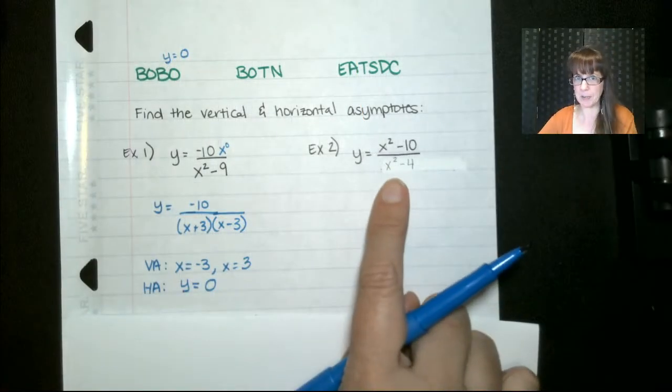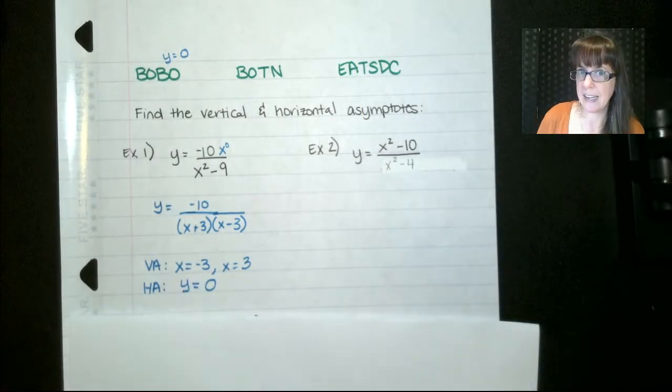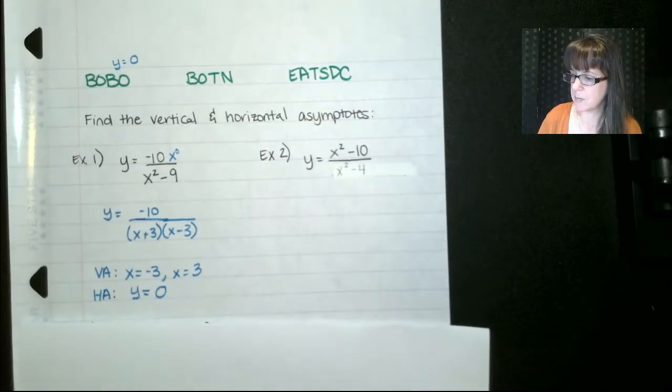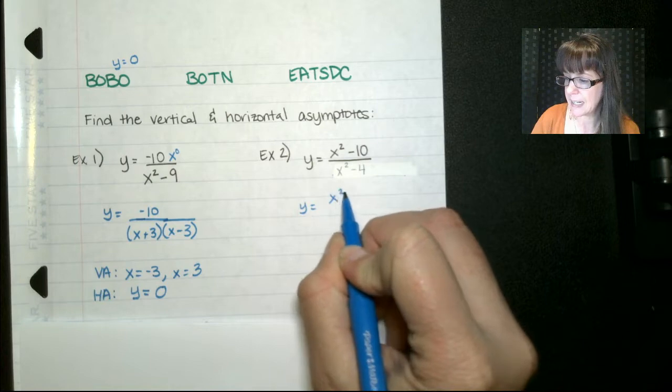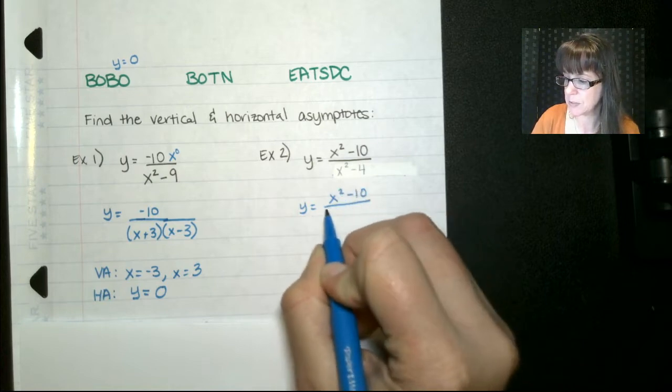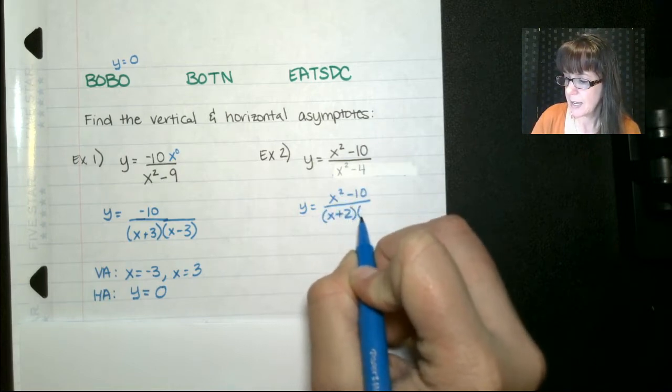We have this one right here: x squared minus 10 over x squared minus 4. Now, I said you want to factor these. X squared minus 10 I can't factor, but the bottom is, again, a difference of squares: (x plus 2)(x minus 2).